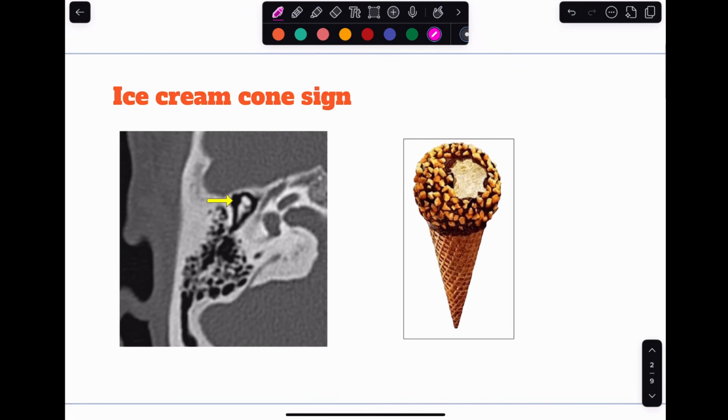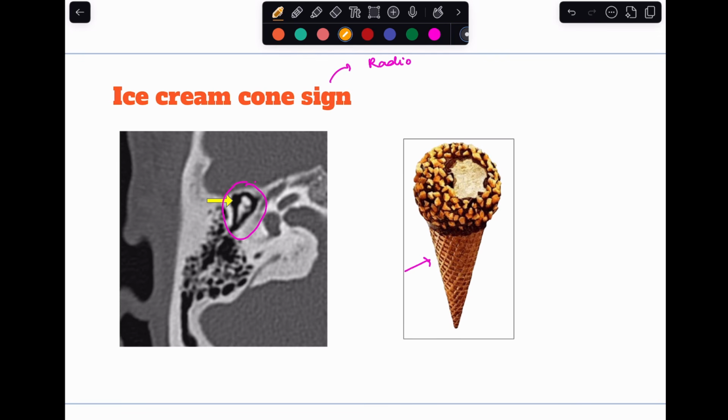Okay, so let's get started with our first sign. So first is our ice cream cone sign. Now this is a radiological sign that we see in a normal CT scan of the temporal bone. What we see here in the marked image looks exactly like the scoop of ice cream that I have over here. So what does this scoop indicate?